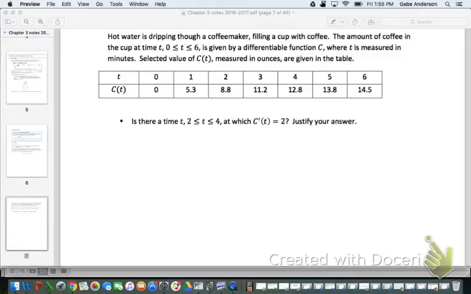Zero. Nothing, right? No coffee at all. At the end, there's 14.5 ounces. That sounds like a fairly large cup of coffee. Yeah, that's a lot of coffee. Well, for some people it is. For me, it would be a lot of coffee. For you, maybe not as much. But that's like big.